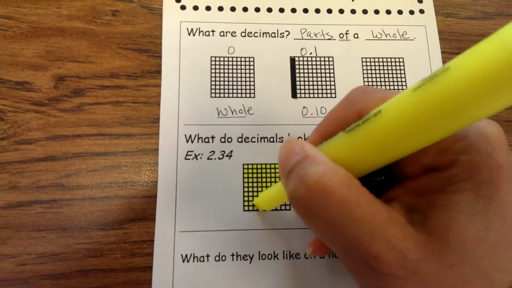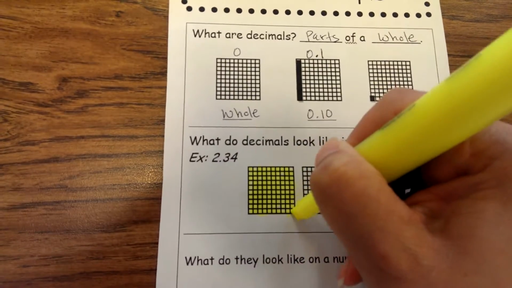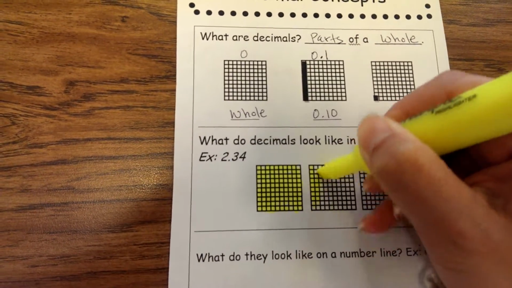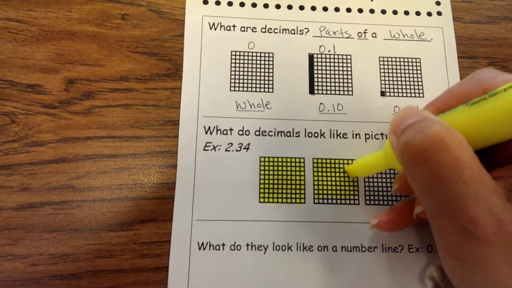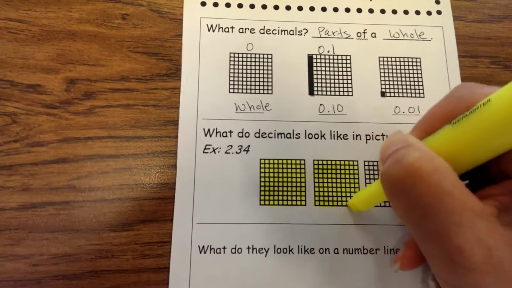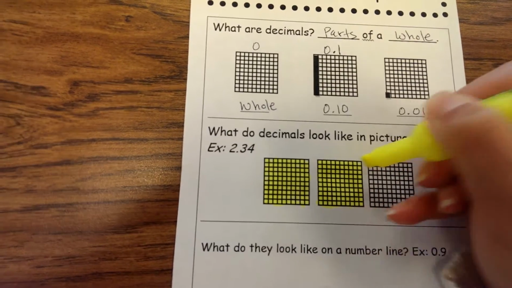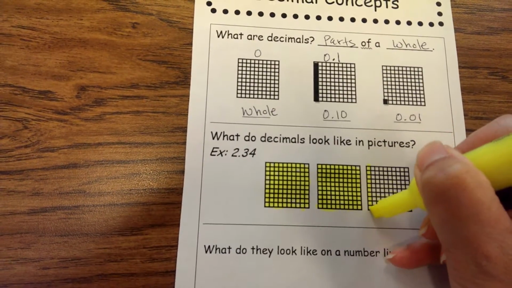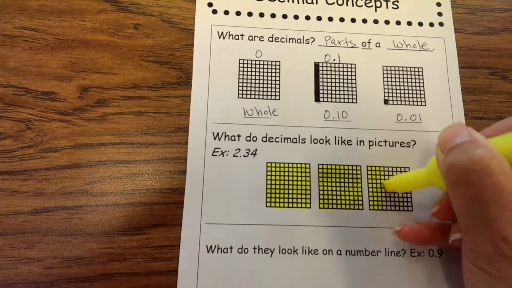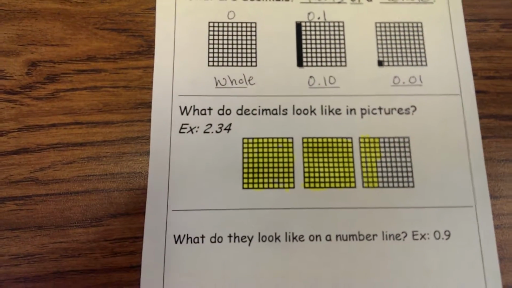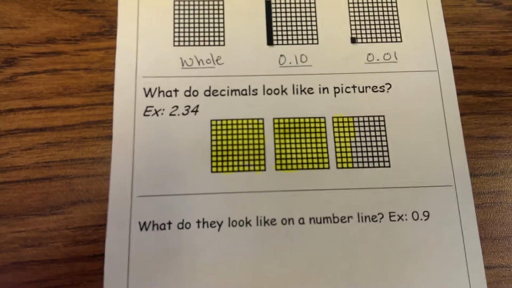we would have to shade this entire whole. That's 1 whole. This is 2 wholes. And 34 hundredths would be 34 pieces out of the 100. So that's 10, 20, 30, 34. So that would be 2 and 34 hundredths shaded.